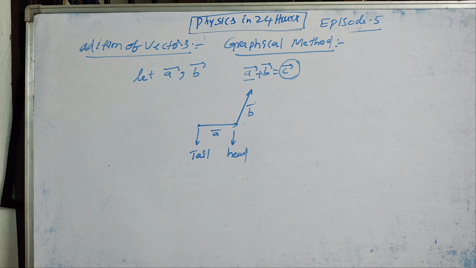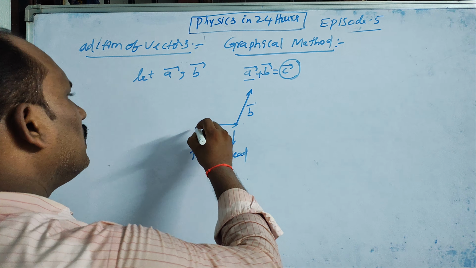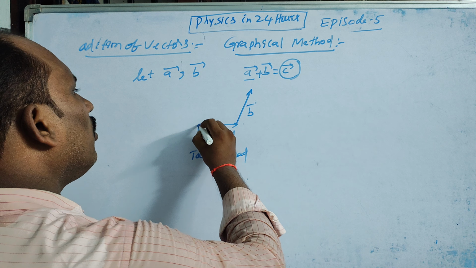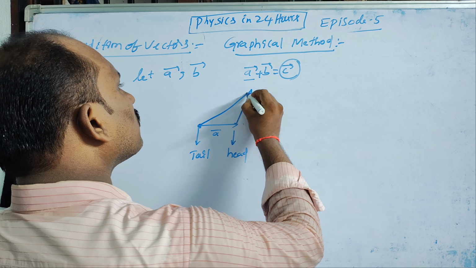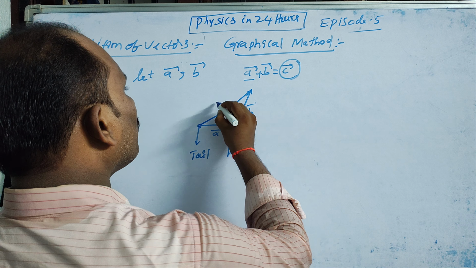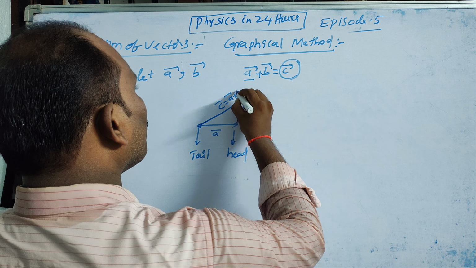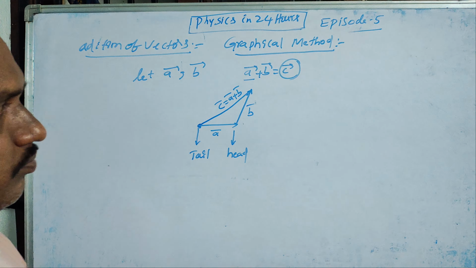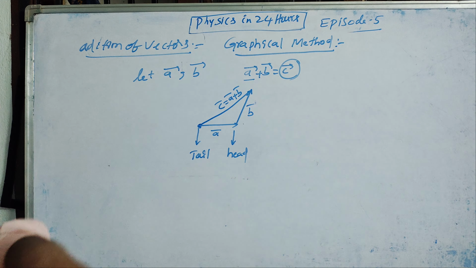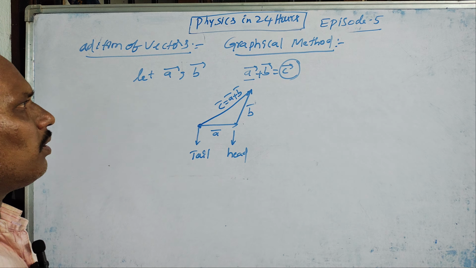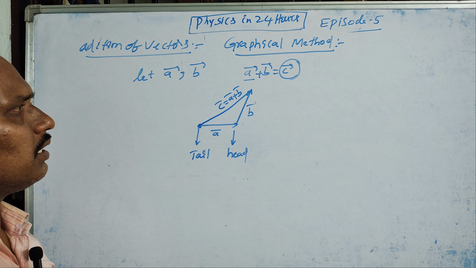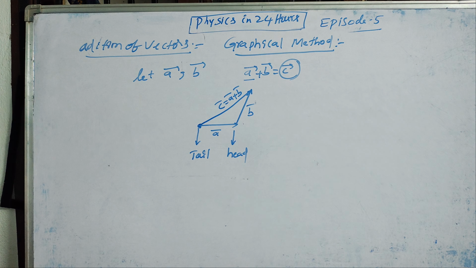How to render the C bar? Tail of A bar will attach to C bar. So that is the way we have to calculate A bar plus B bar. Keep in mind, C bar is equal to A bar plus B bar. This is the way we have to calculate.